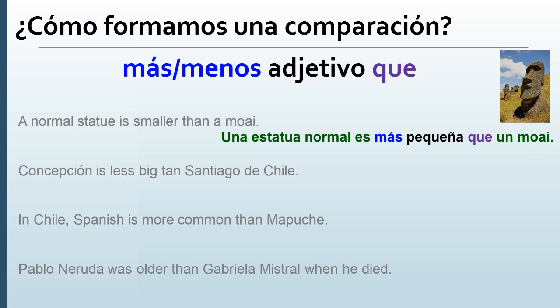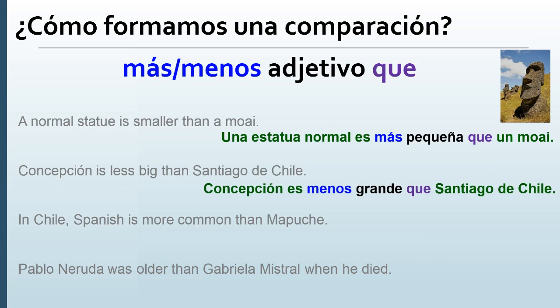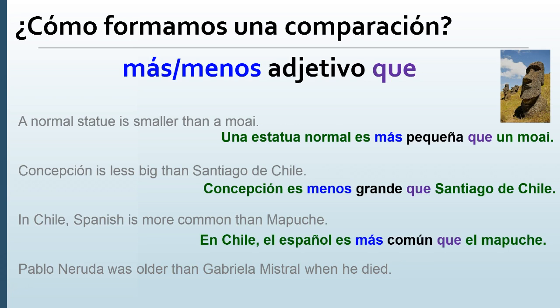Pause the video and then check your answers. Okay. Concepción is less big than Santiago de Chile, which, by the way, is the capital of Chile. Concepción es menos grande que Santiago de Chile. In Chile, Spanish is more common than Mapuche, which is the other official language. En Chile, el español es más común que el Mapuche.